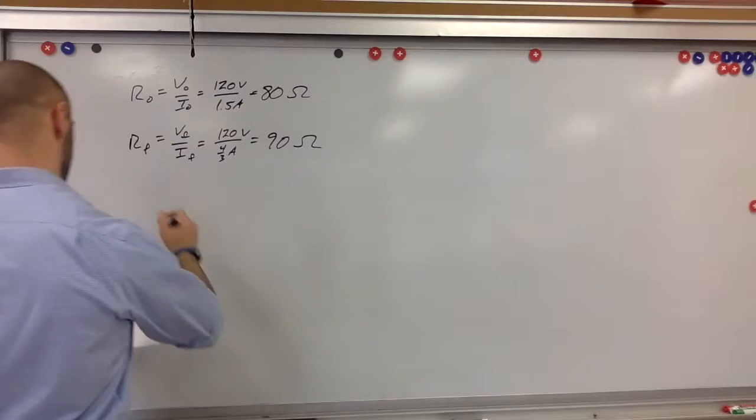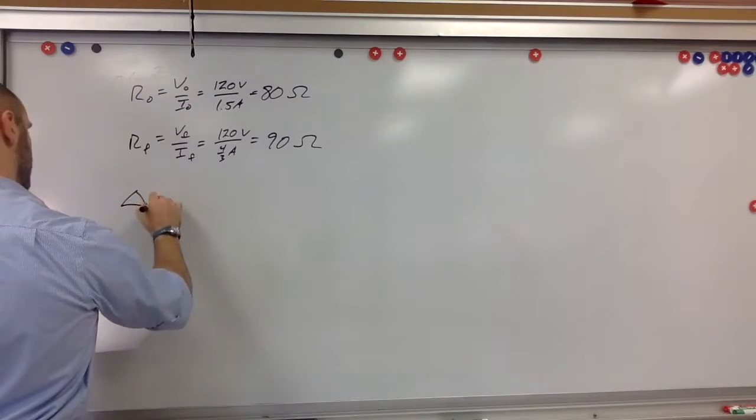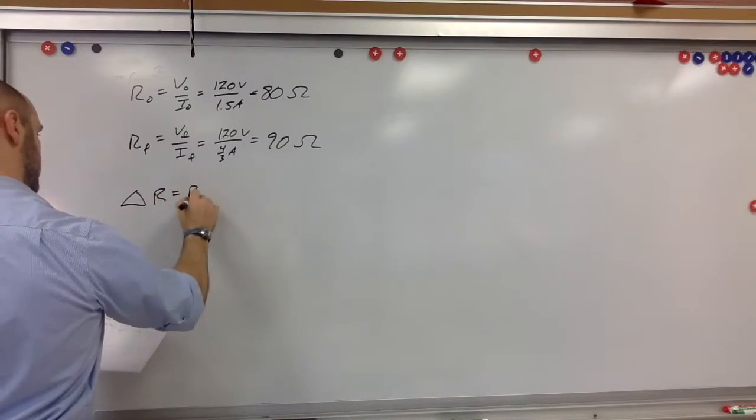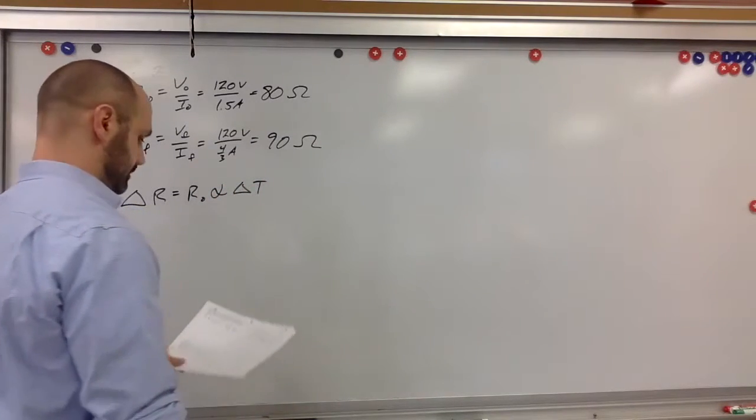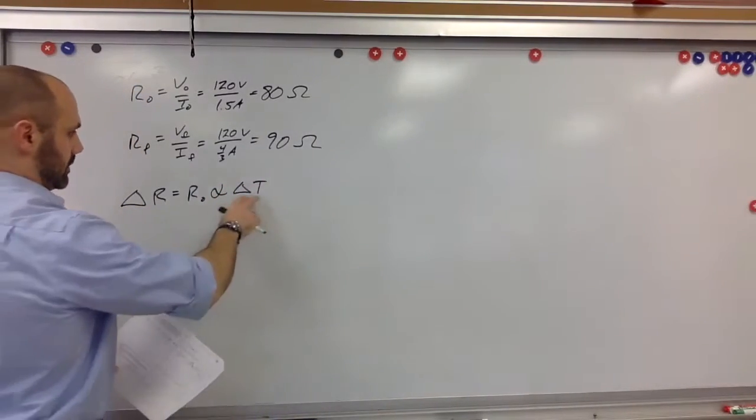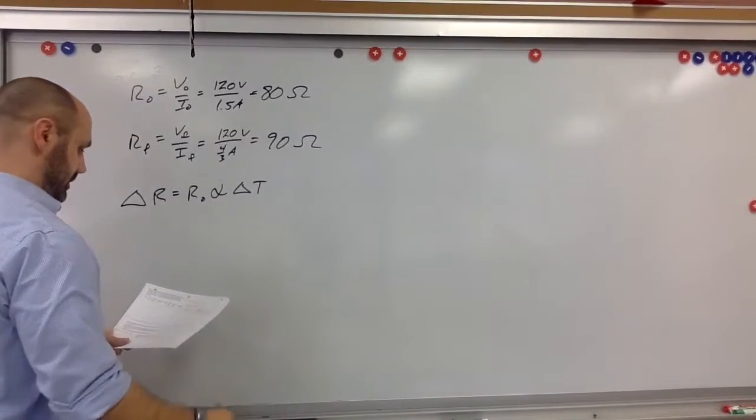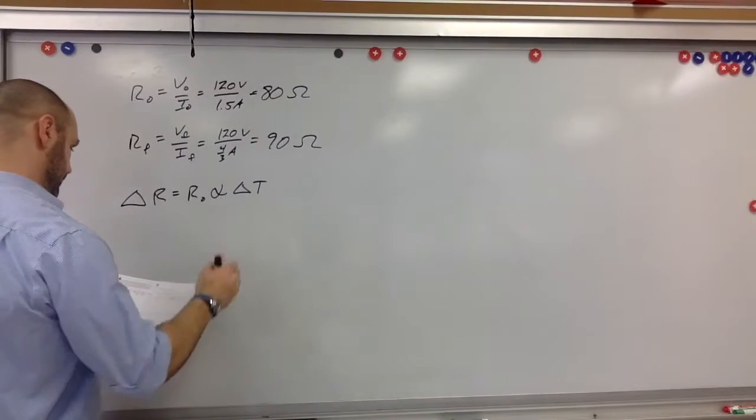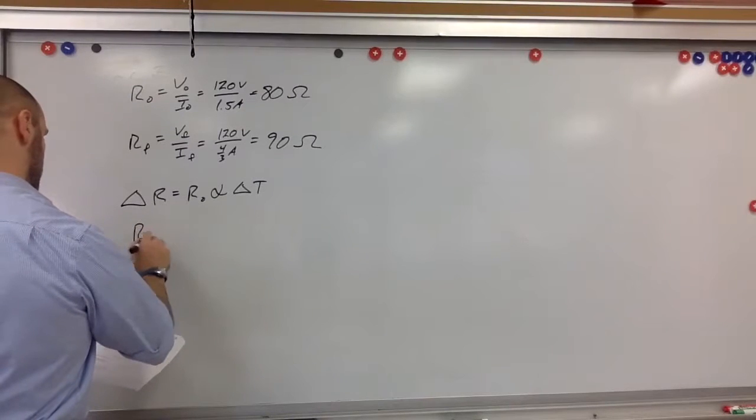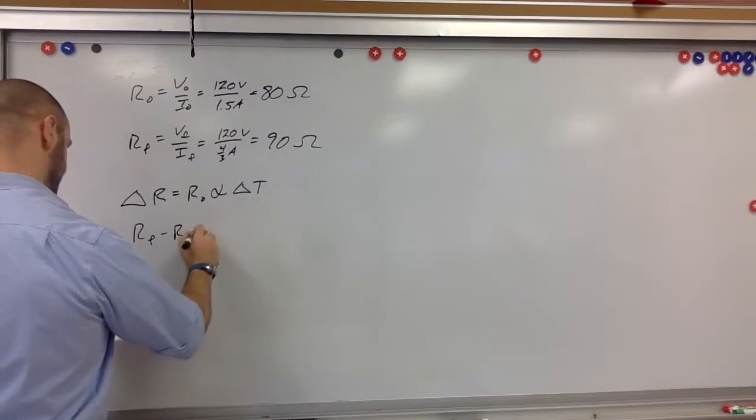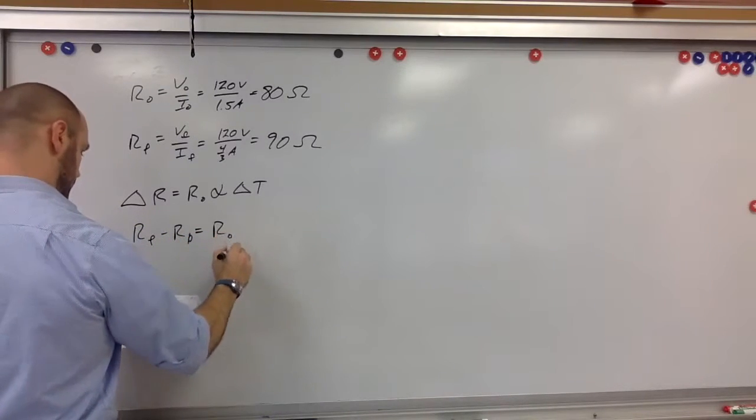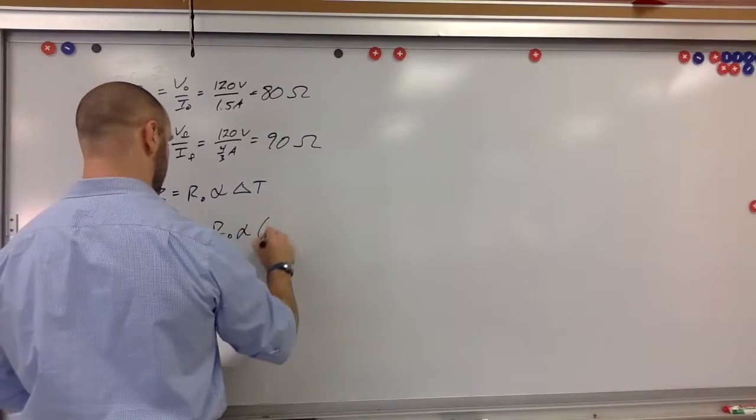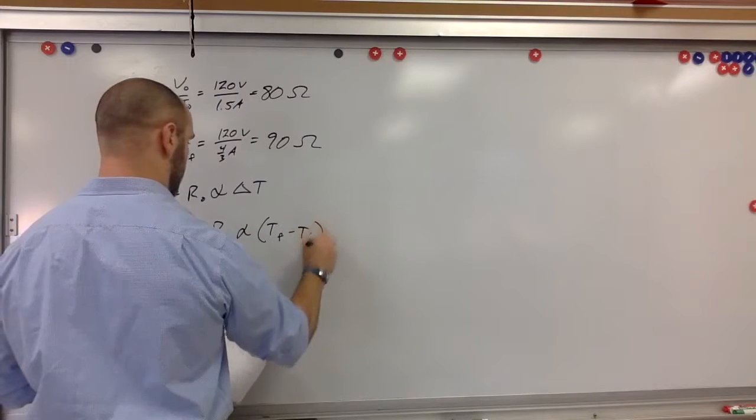Okay, so now if you remember, this is the rat equation. Delta R, the change in resistance, is R naught alpha delta T. All right, and so now I can find the difference in temperature from this. So RF minus R naught is R naught times alpha times TF minus TI.